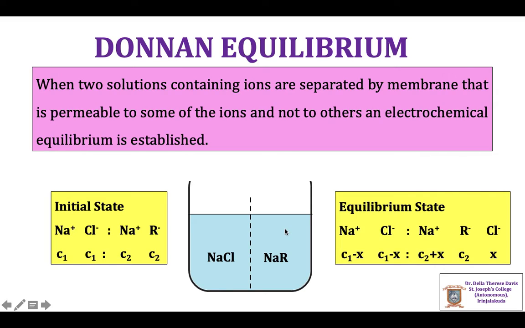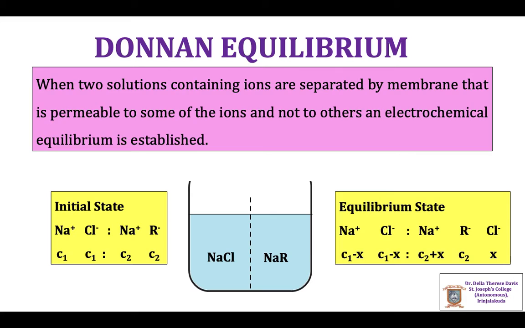At the right side of the membrane, the concentration of R- remains the same, C2, and there are already C2 Na+ ions present at the right side, and when an amount of X ions migrate from left to right, the equilibrium concentration of Na+ ions at the right side will become C2 plus X. Initially, the concentration of Cl- at the right side is 0, and at equilibrium state, the concentration of Cl- becomes X.